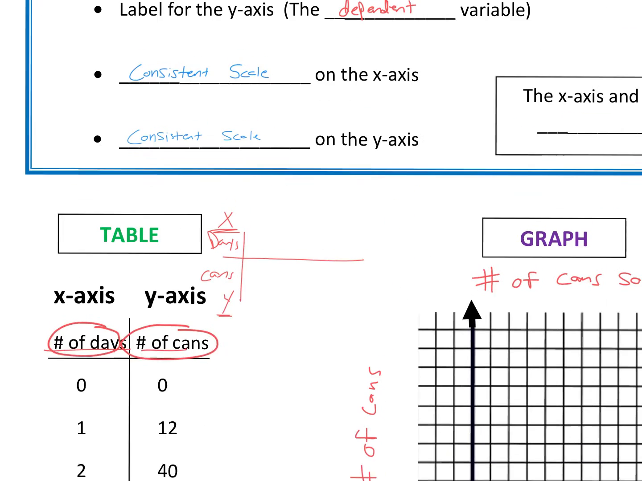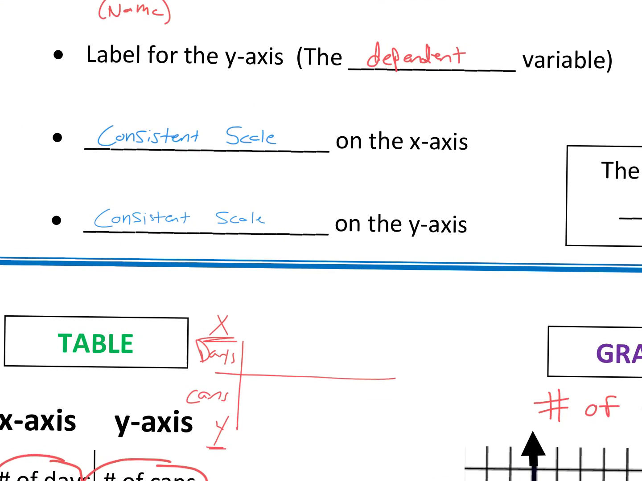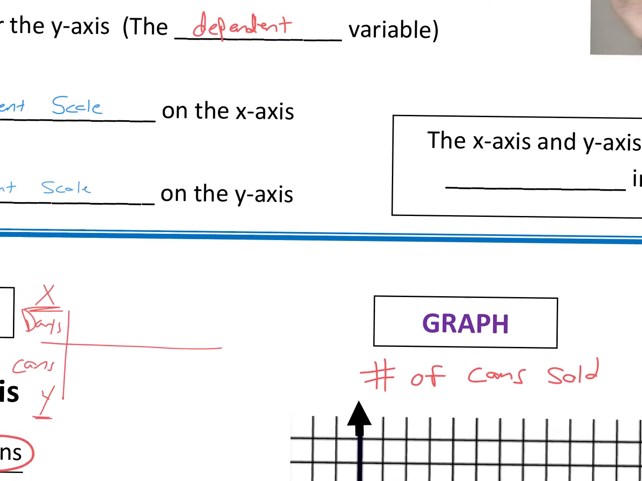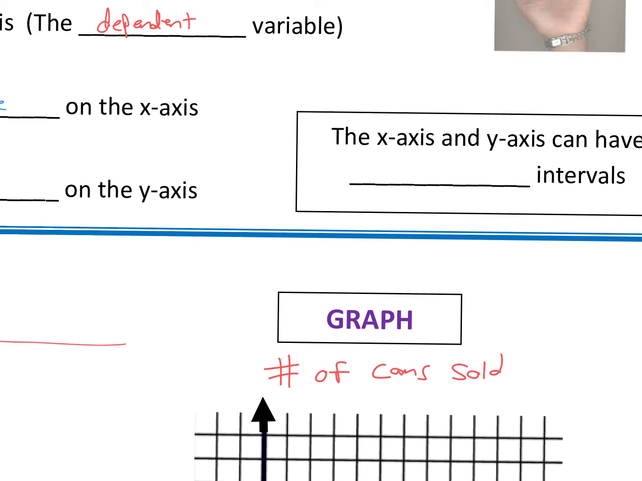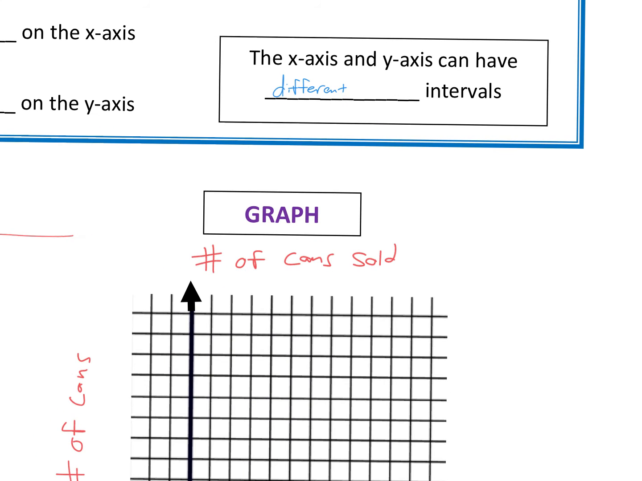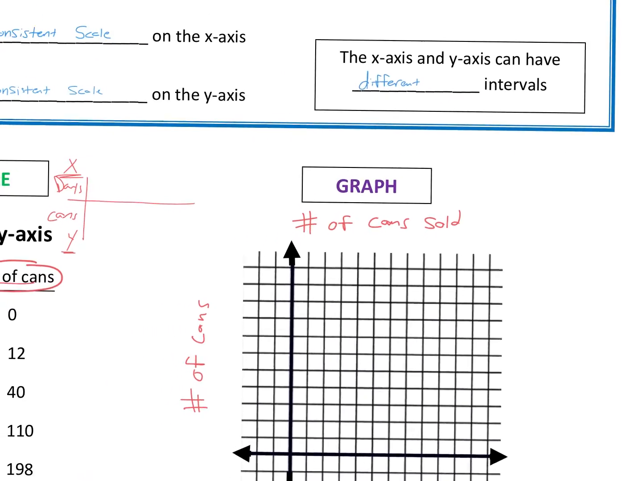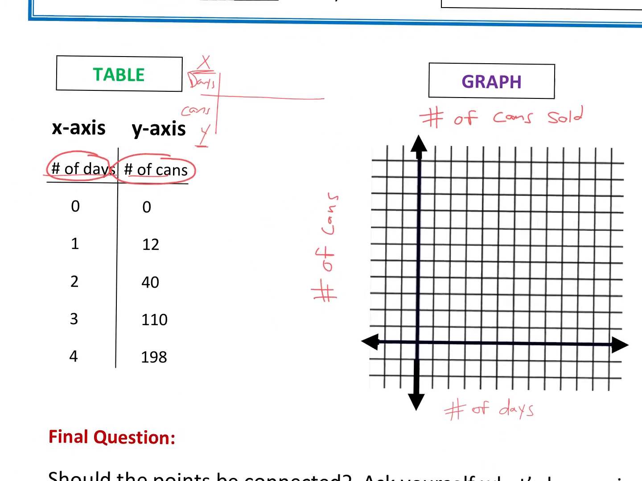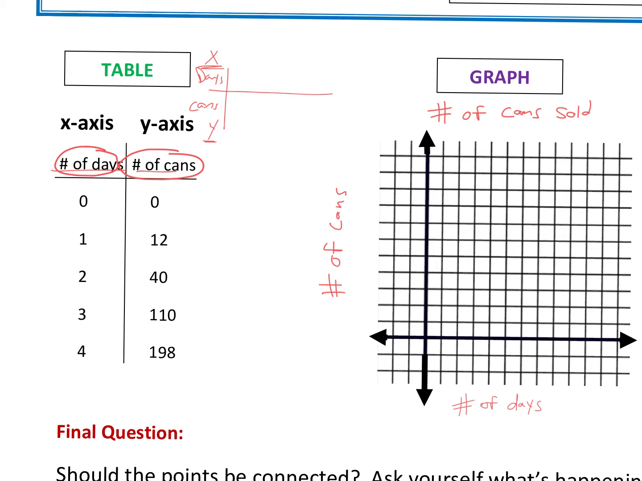All right, and the last 2 things you're going to need is you need to make a consistent scale on your x and your y. So the numbers you put on the side of your graph need to go up by the same amount every step, right? You can't go up by 1 and then 5, and it has to be consistent all the way across. However, your x and your y can have different intervals. So you can go up by different amounts on your x and your y. So we're going to go ahead and make our two scales here.